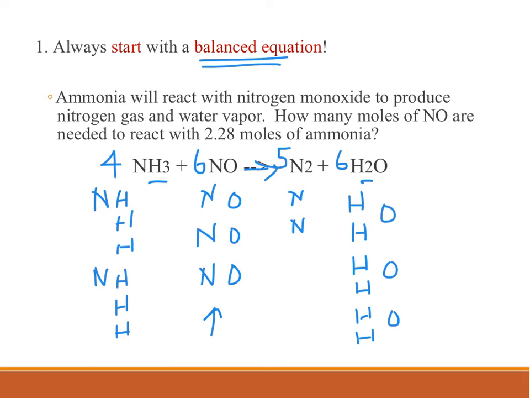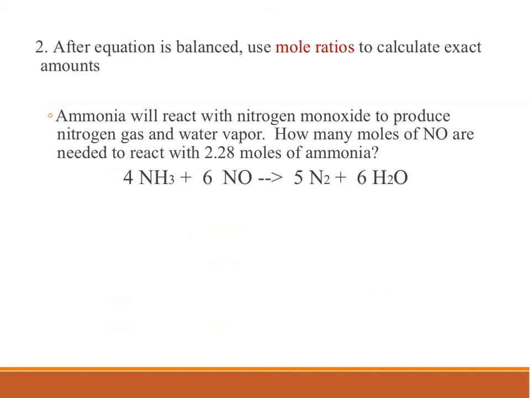So we have to balance our equation first before we can do mole ratios, because we don't know what the original moles are in the balanced equation until we have a balanced equation to begin with. Then after you have that balanced equation, you put your mole ratios in to calculate the exact amounts that you're asked to figure out for the problem.